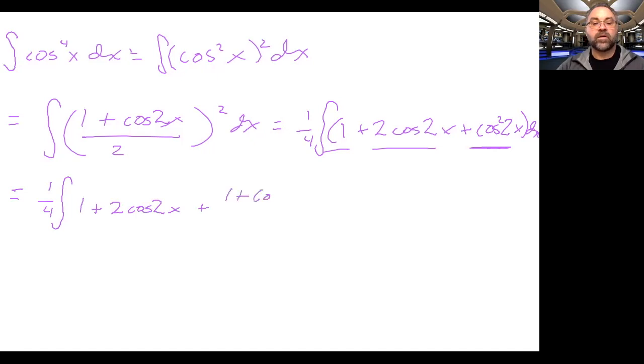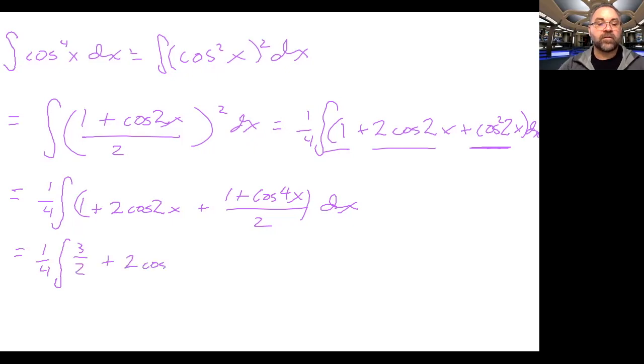One plus cosine 4x over 2 dx, like so. At this point, I don't know how you want to do it. You've got a 1/2 in here, you've got another 1, so you've got a 3/2 in there. You've got 2 cosine 2x, and then you've got a 1/2 cosine of 4x in here, like so, dx. But now these are all ones we can integrate, right? 3/2, that one's pretty easy. So that one, we've got 1/4 out here.